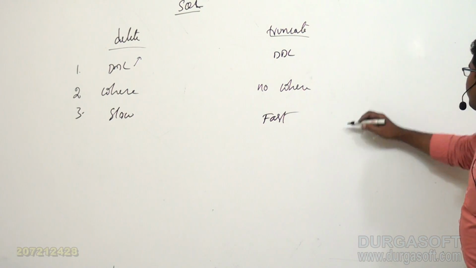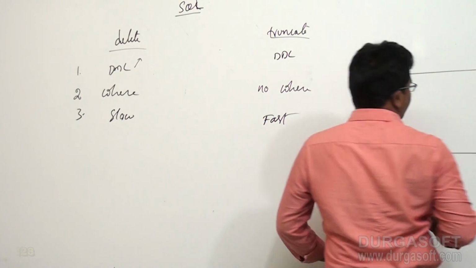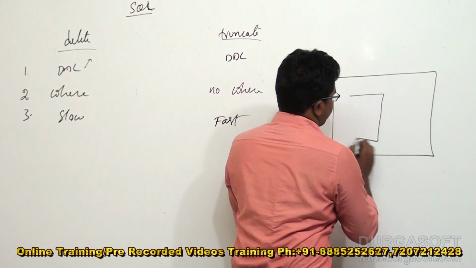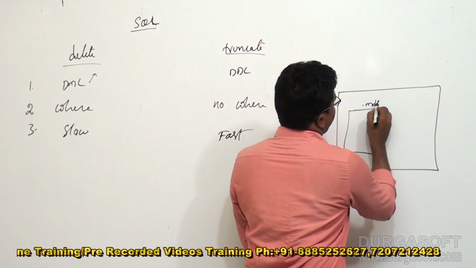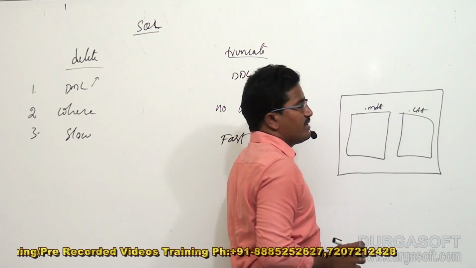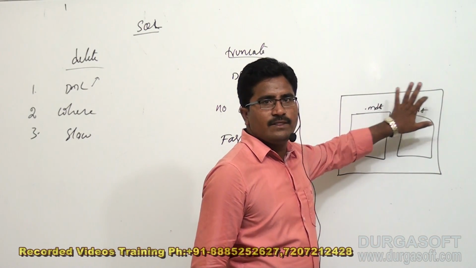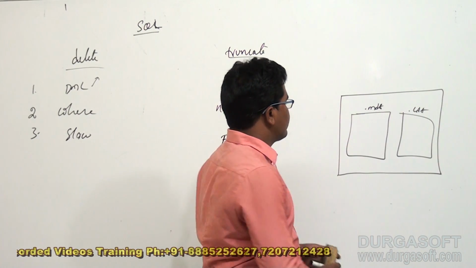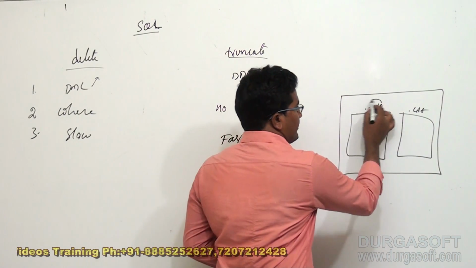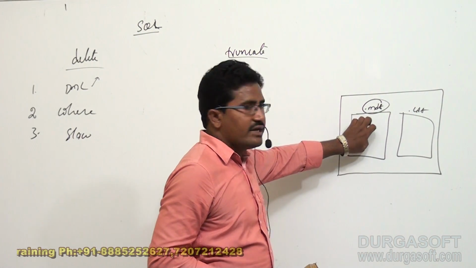So when we create a database, what happens? Internally it creates two files. Every database creates two files. Those are called the .MDF file and the .LDF file, master data file and log data file. So whatever data we insert in the database is automatically stored in the MDF file.